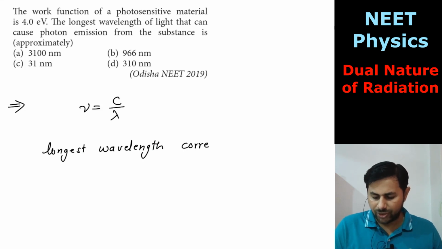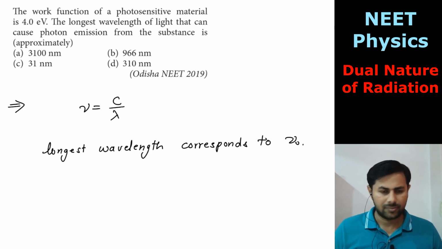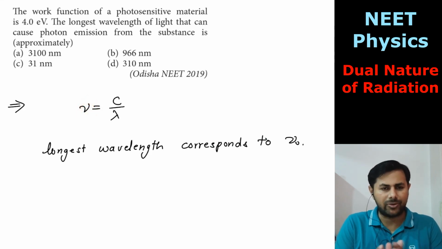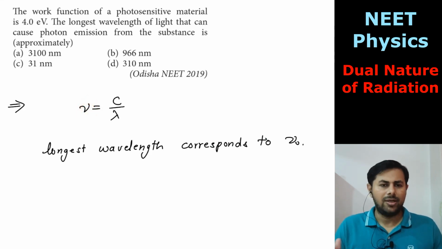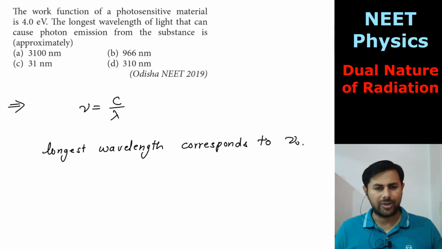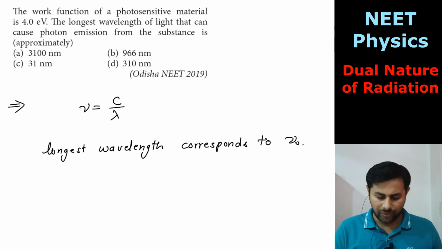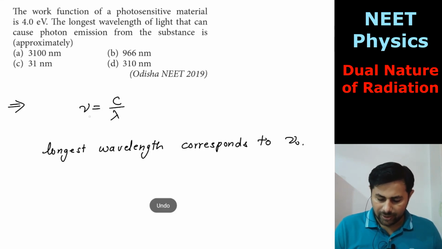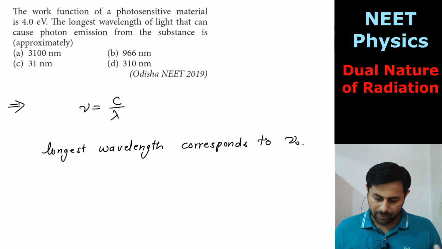corresponds to the threshold frequency, right? Because the minimum frequency for which photoelectric emission happens is the threshold frequency. So if frequency is minimum, wavelength would be longest. The longest wavelength for which photoelectric emission happens is the threshold wavelength. Okay, so lambda... Yeah, it's option D. Let's check.